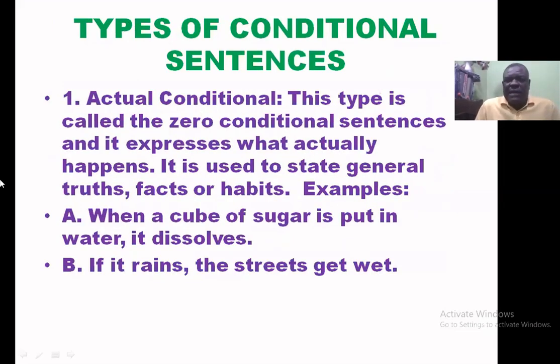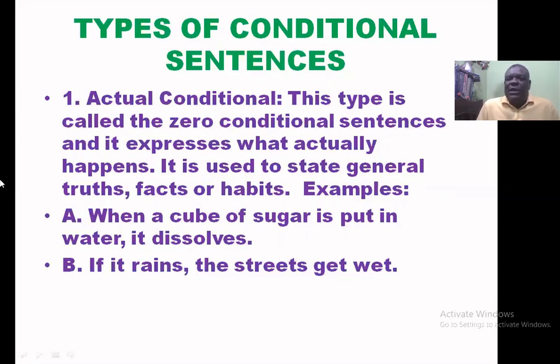Now let's look at types of conditional sentences. Number one is called the actual conditional, and this type is called the zero conditional sentence, and it expresses what actually happens. We use it to express or state general truths, facts, or habits, something that actually happens.